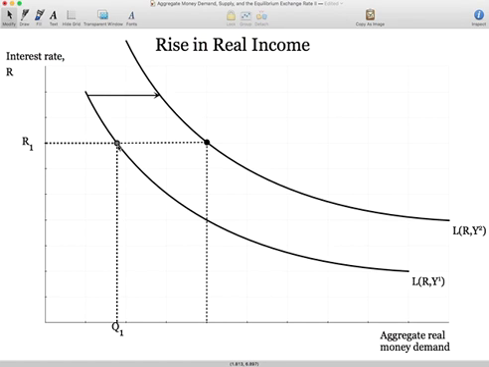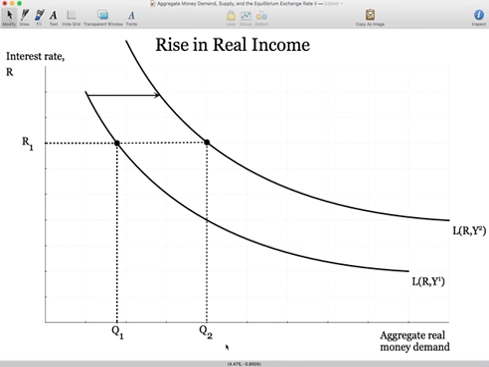So when the interest rate stays the same, when we have an increase in income, aggregate demand increases. Why do people want to hold higher levels of money balances? Well, if you think about this, generally when people make more money, they want to spend more. So they're going to want to hold money in the form of balances that could be easily used to purchase more goods and services.